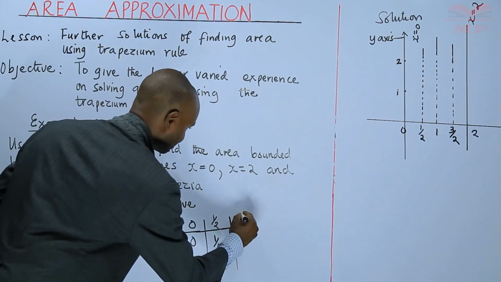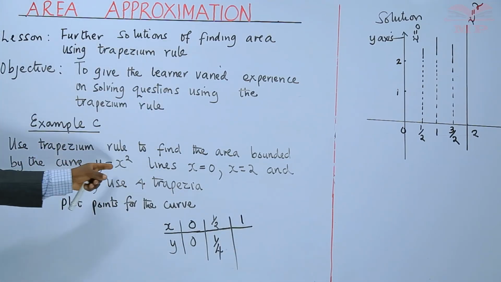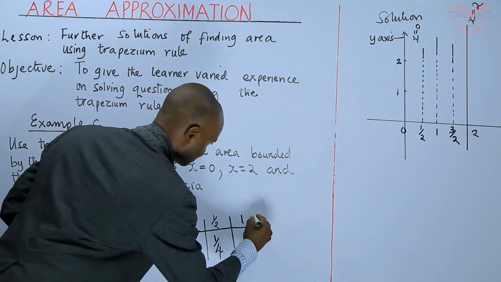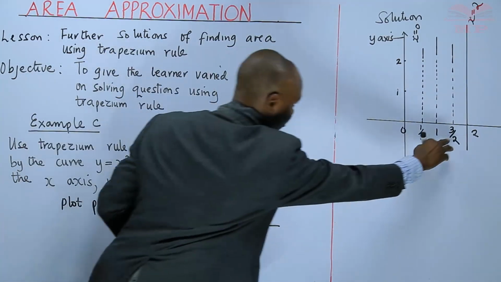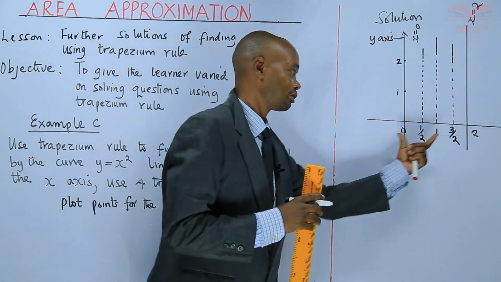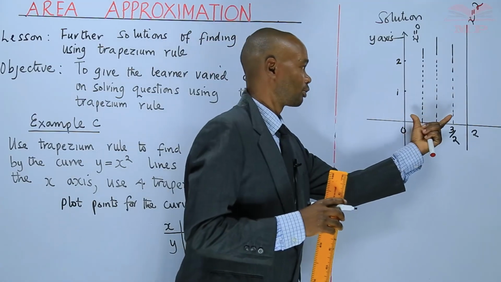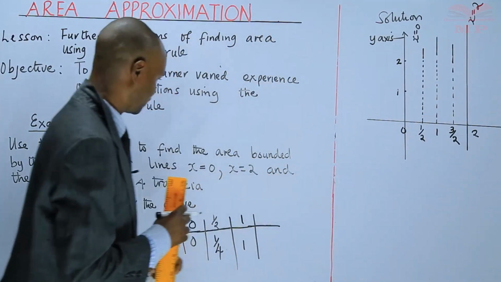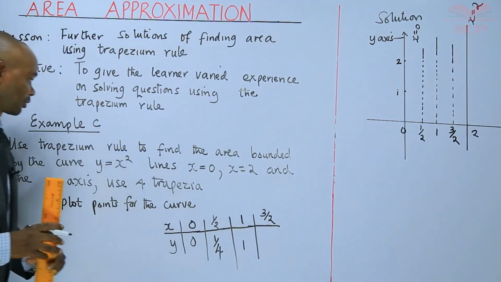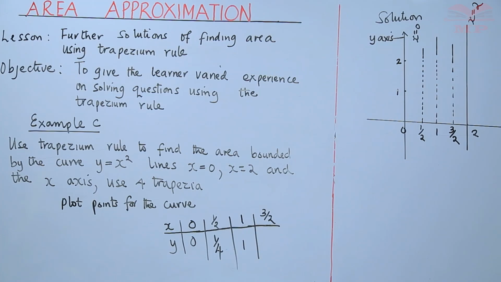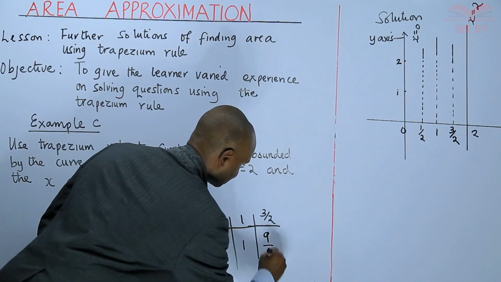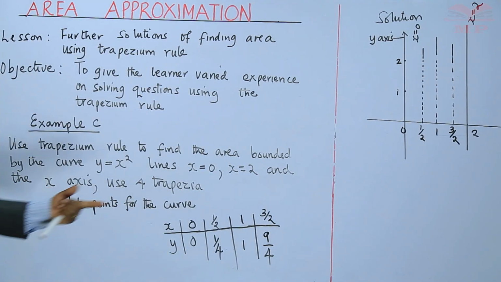I'll move to 1. When the value of x is 1, 1 squared gives 1. The value of y will be 1. I'll move to 3/2 because I'm interested in getting the 5 ordinates, which bound the 4 trapezia. I'll move to 3/2 or 1.5. 3/2 squared, what do you get? 9/4. I've got the values.